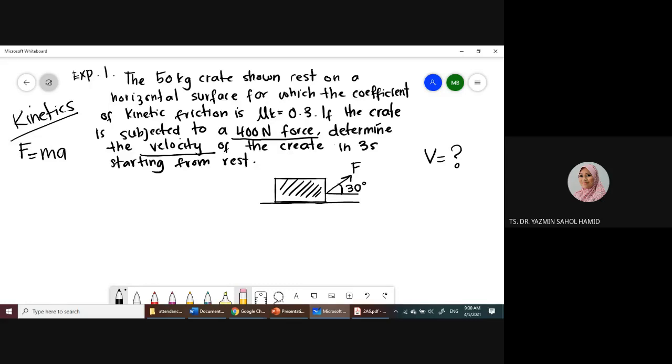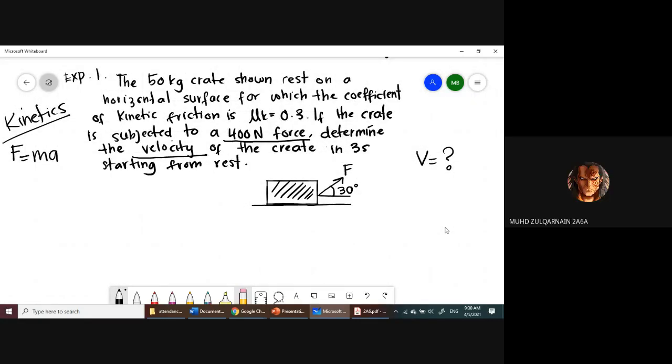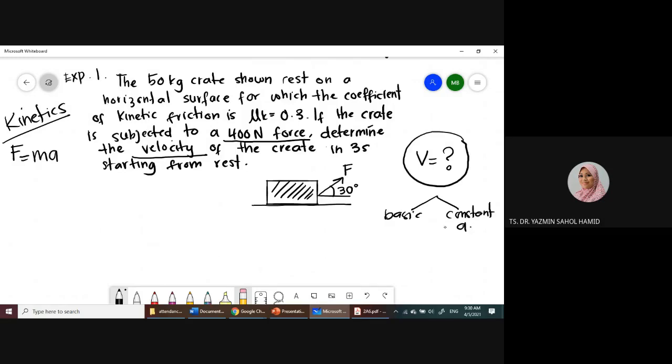Now, for the basic kinematic equation, which formula do you think you need to use to solve the problem? Remember there are two types. One is the basic kinematic, and the other one is the one with constant acceleration. Remember that? Okay, now, to find the velocity, which one do you want to use? Constant acceleration. Okay, why?